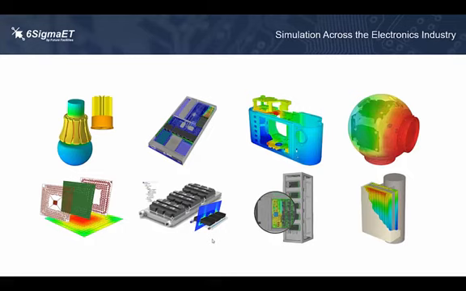So these are just a few examples of the products that have been simulated in 6SigmaET, from LEDs to servers to consumer electronics, right down to detailed component modelling, right up to large cabinet scale models. And you can see we utilise detailed CAD geometry as well as building up models out of our modelling objects as well. So this is just a flavour of some of the devices that have been simulated in 6SigmaET.